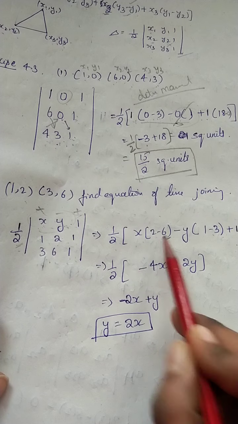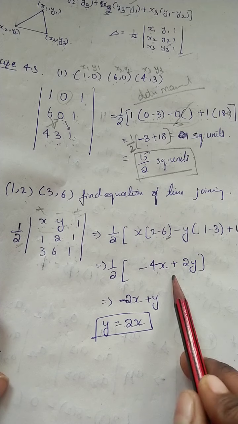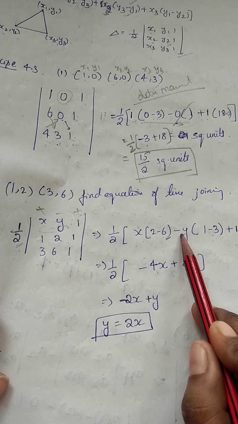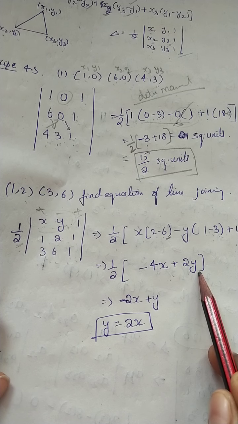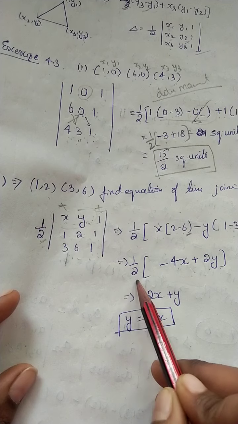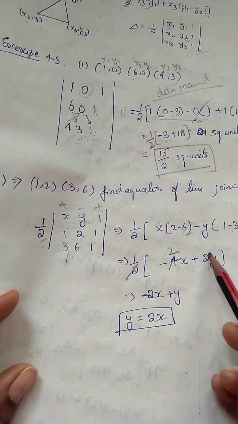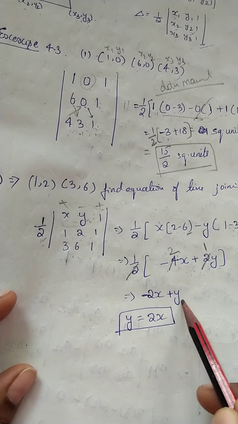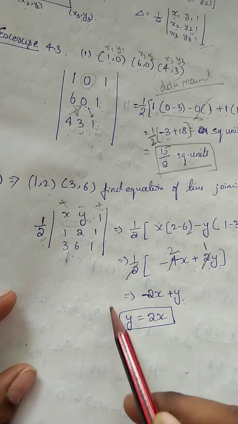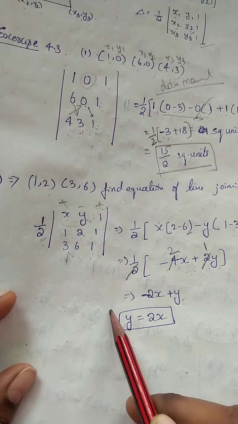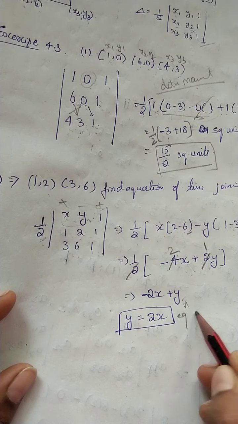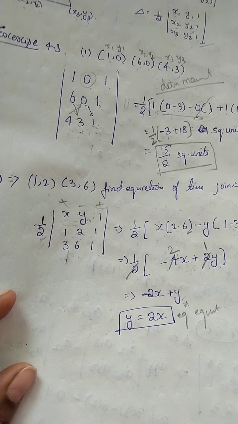So 2 minus 6 is minus 4x, and 1 minus 3 is minus 2. Minus 2 into minus, that is plus 2y. Okay, now you have to divide it by 2. So 2 2s are 2, 1s are 1. Then minus 2x plus y. So when you take 2x on this side, you will get y is equal to 2x. So this is the equation of the line joining them.